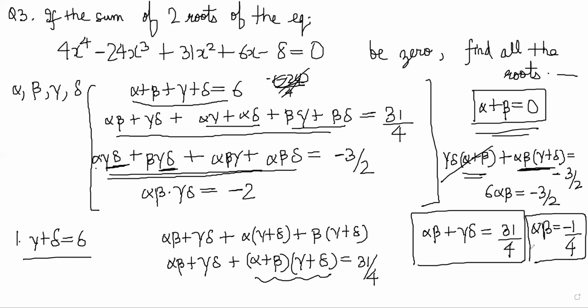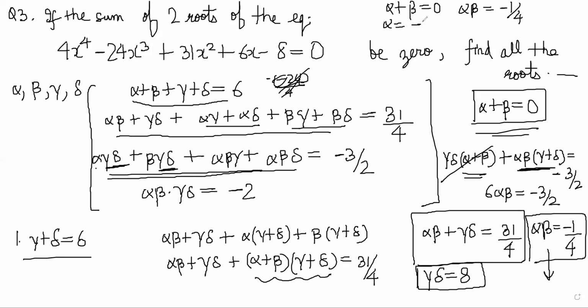And if alpha beta is minus 1 by 4, then gamma delta will be 31 by 4 minus alpha beta, which is 31 by 4 plus 1 by 4. So it is 32 by 4 or 8, right? We get gamma delta is 8. Great. Now, basically gamma delta is coming 8 and alpha beta is coming minus 1 by 4. So also alpha plus beta is equal to 0. Alpha plus beta is 0 and alpha beta is minus 1 by 4. That immediately gives us the value.